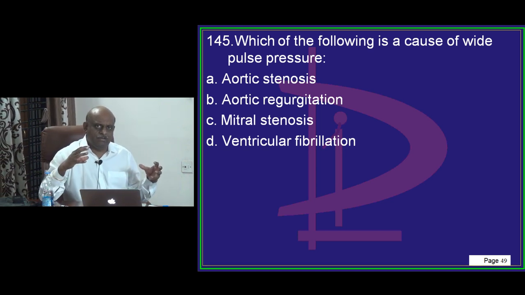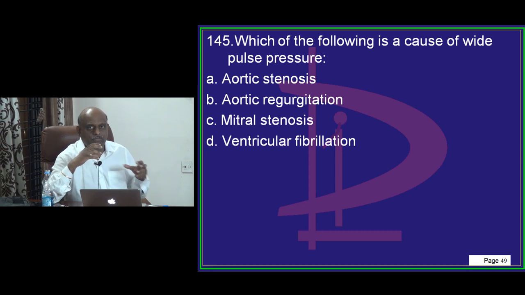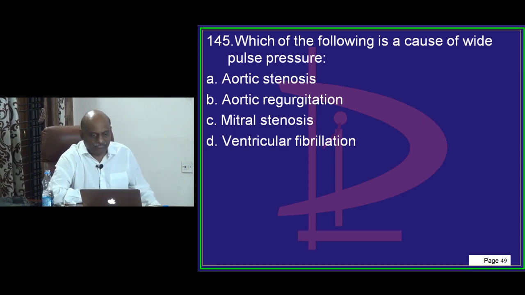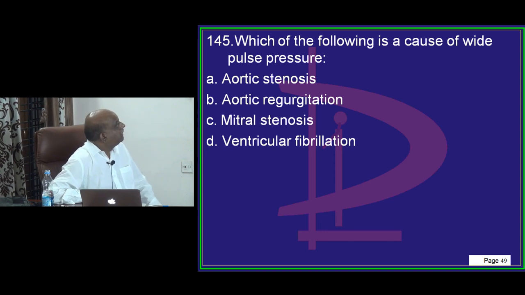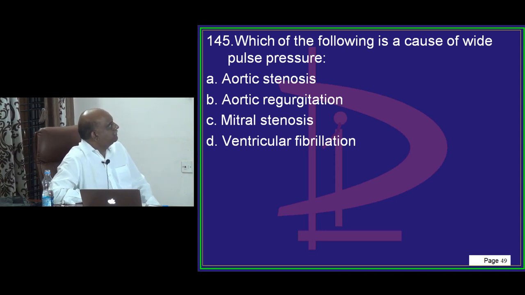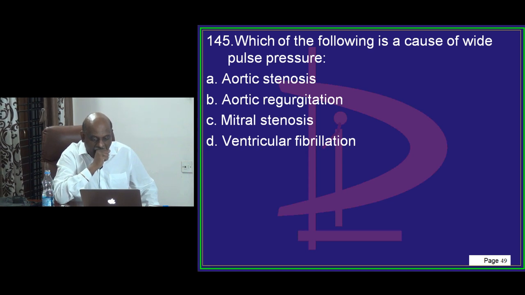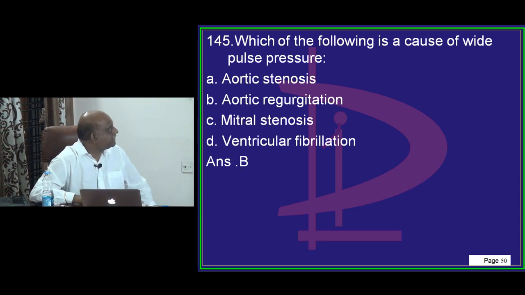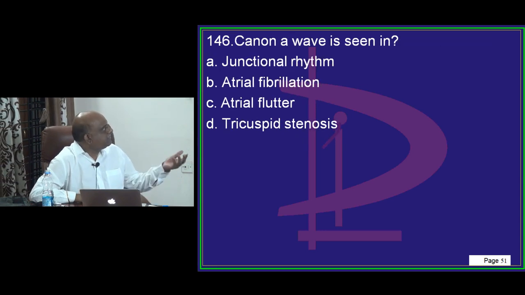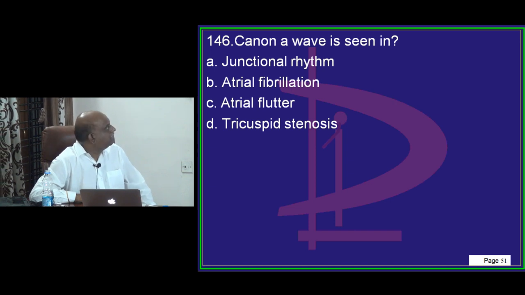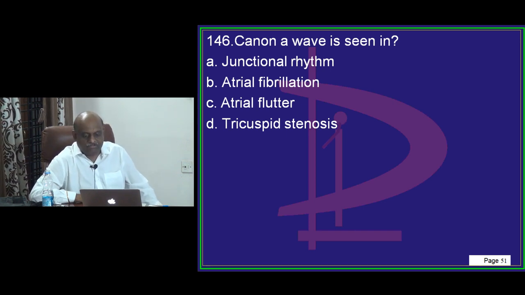Wide pulse pressure with a hyperdynamic circulation. Where do you see? It's a favorite question. Yes. Wide pulse pressure in a hyperdynamic circulation. Rocket Trader thinks aortic regurgitation. Absolutely right. Canon A waves, once more, where do you see? At least now, correctly answer a repetition I am asking you. Say it once more, again and again. Canon A waves, where are they seen?